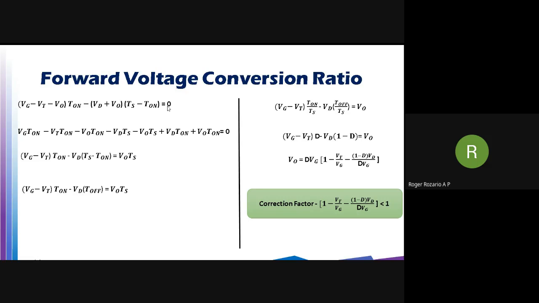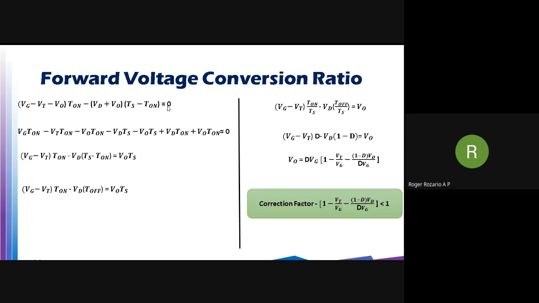What is V0 by Vg in an ideal converter? It was equal to the duty cycle. V0 by Vg equal to T on by Ts equal to D, right? Yes, it is D. But when you take into account the switch non-ideality, the conduction drop in switch 1 and switch 2, Vt and Vd, what happens here?